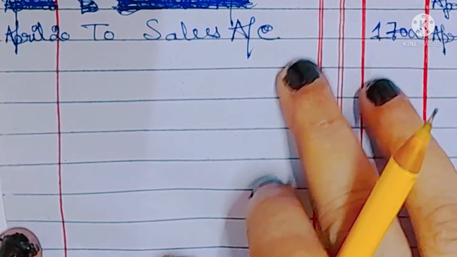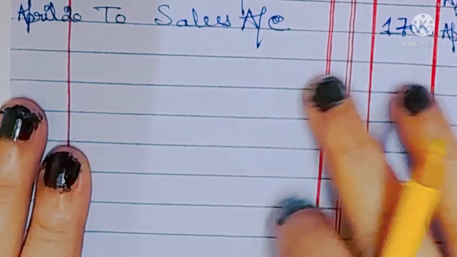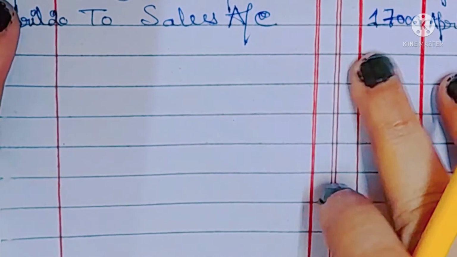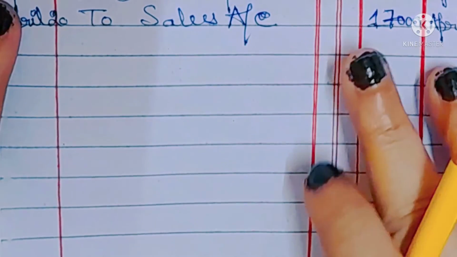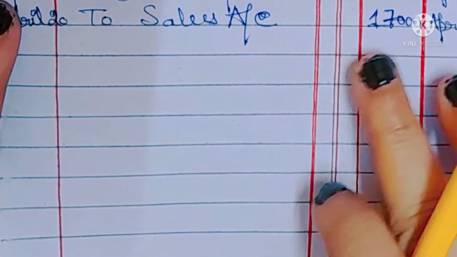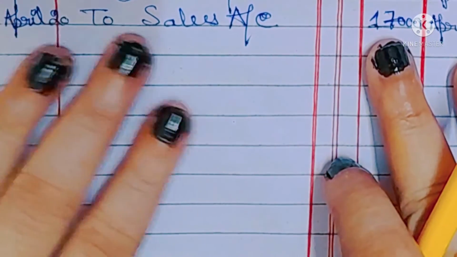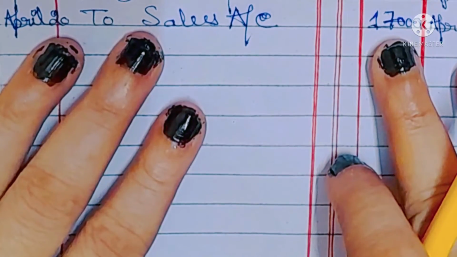And moreover, cash book is a real account. So according to real account, what comes in is debit. Here, when goods are sold, cash comes into the business. So 17,000 will be debited. Understood? So let's see the next transaction.